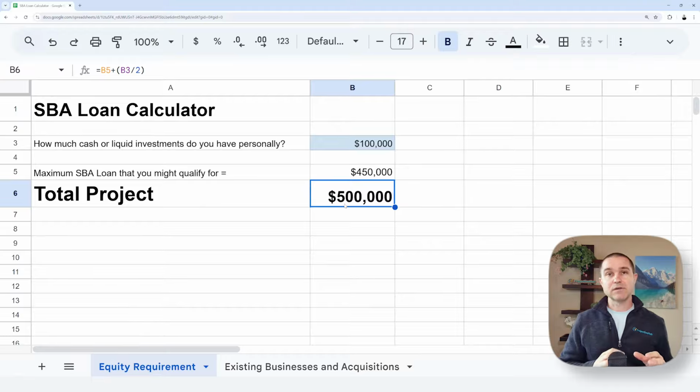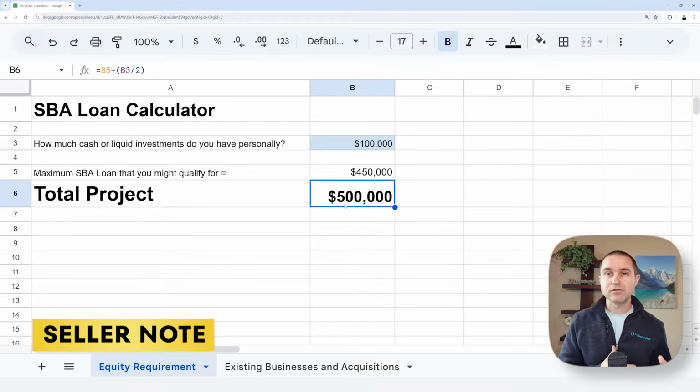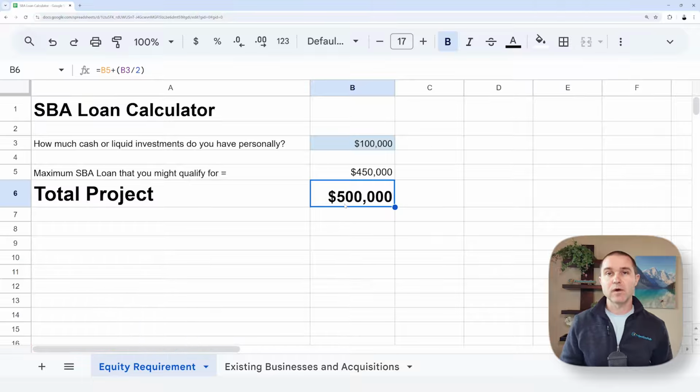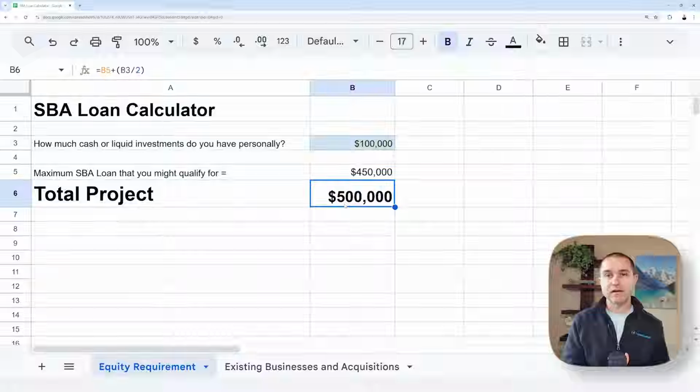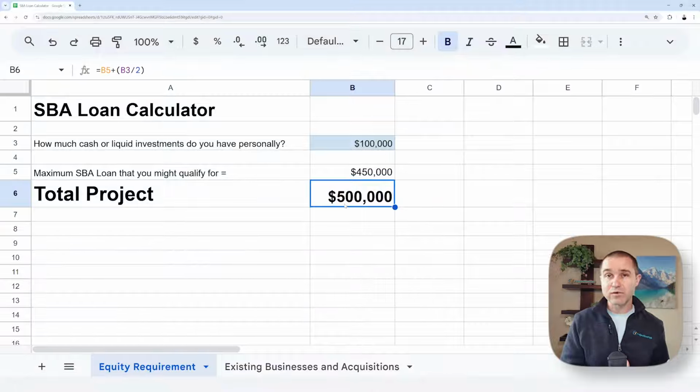Now, there are some additional caveats here with acquisition deals, especially in strong deals. You can use a seller note on full standby as 5% of your required equity. So the least amount of equity that you could put in as a buyer yourself would actually be 5% probably.